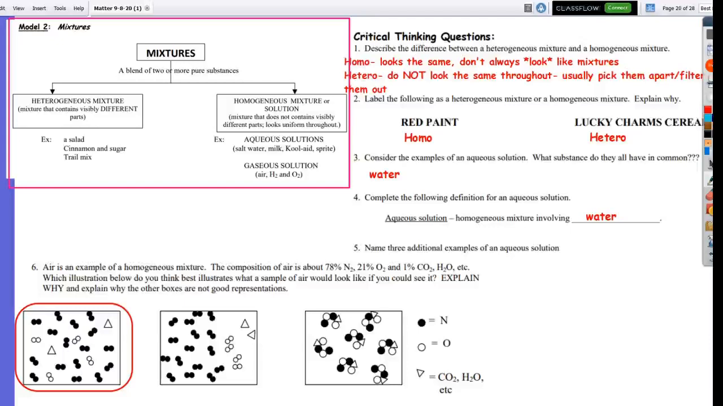Next, it mentions that the air that we breathe is a homogeneous mixture. So roughly a little less than 80% of it is nitrogen, N2. About 20% of it is O2, and about 1% of it is CO2, water, methane, perfume, farts, all sorts of stuff, all the other little gases that are in the air. So which of the three best illustrates what this looks like? The correct answer is number 1. So my nitrogen is that little black circle. So I have black circles connected to one other black circle.